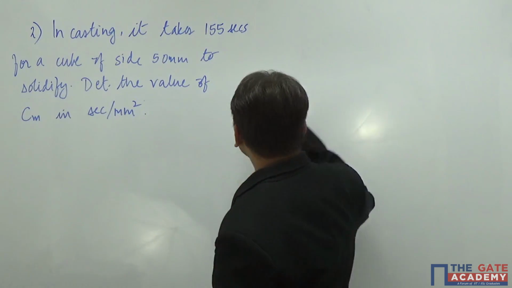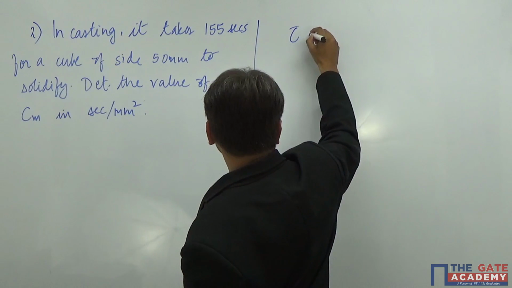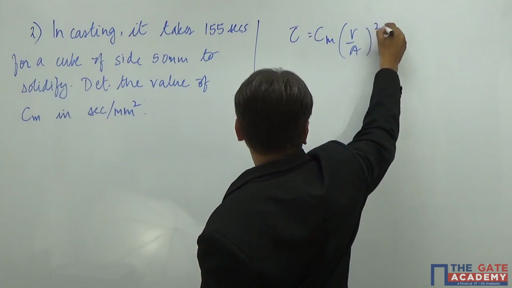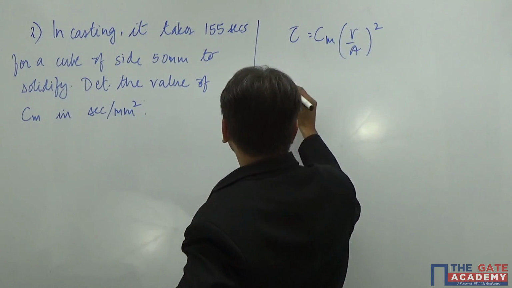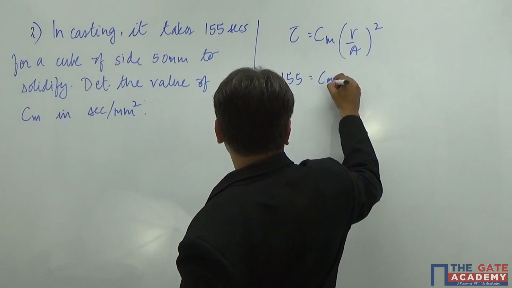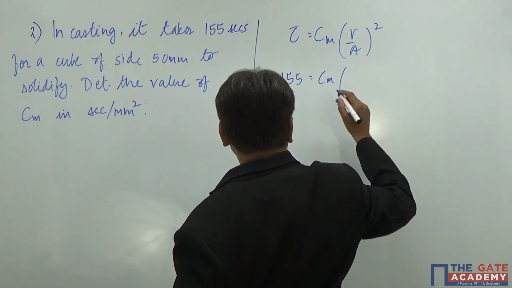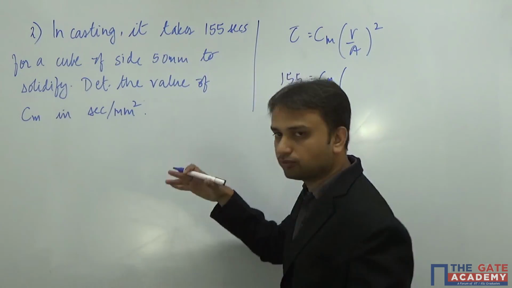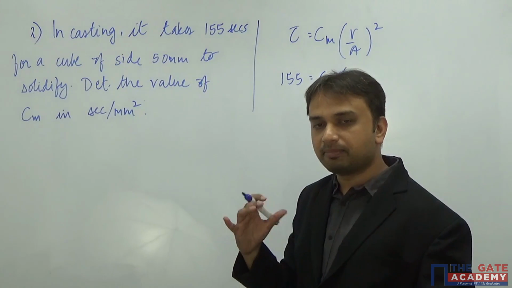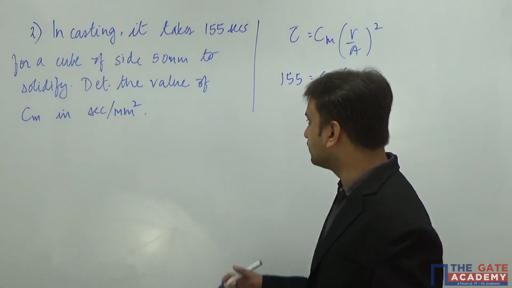Alright. So for this, what you have to do is simply consider Chvorinov's rule. T is equal to Cm times V by A and square of it, and it is a cube, right? So it takes 155 seconds. Cm's value has to be found out, and the volume is going to be. So what you can do is either you can write 50 into 50 into 50, or simply you can take the ratio V by A as a by 6. It is going to give the same value. You can see over here.